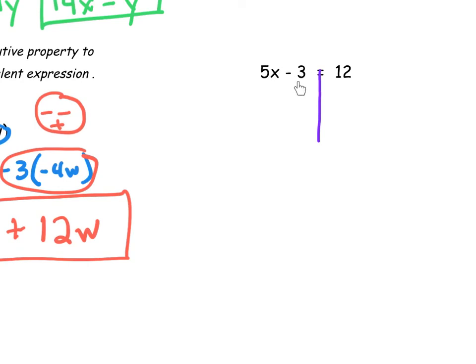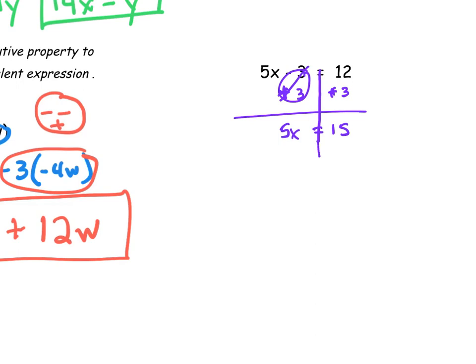And since I see -3, I'm going to do the opposite. I'm going to add 3. And I have to do it to both sides. I should see +3 to both sides. What happens here is it eliminates it or zeroes it out, dropping down my 5x. And on this side, 12 plus 3 would be 15. So these sides are still equal, but I'm going to continue now to solve.